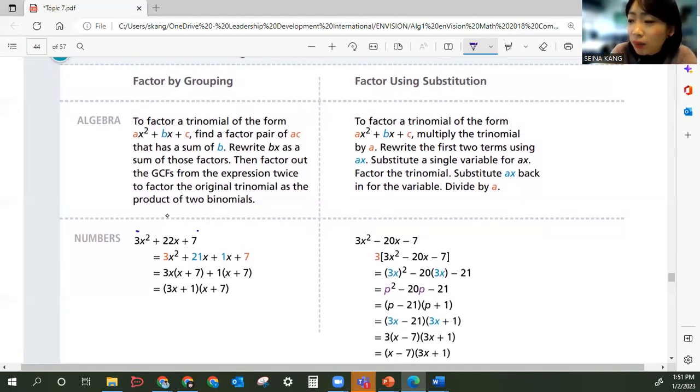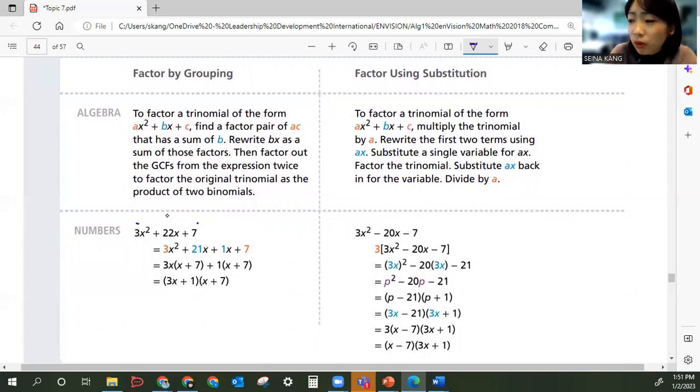Please review the vocabulary. The important vocabulary mentioned in this lesson were binomial, monomial, quadratic, and trinomial, okay? So you should be able to understand that a quadratic trinomial in the form ax² plus bx plus c, when a is not equal to 1, can either be factored by grouping or factored by substitution. That was lesson 7-6, and we'll continue with the next lesson in the next video.